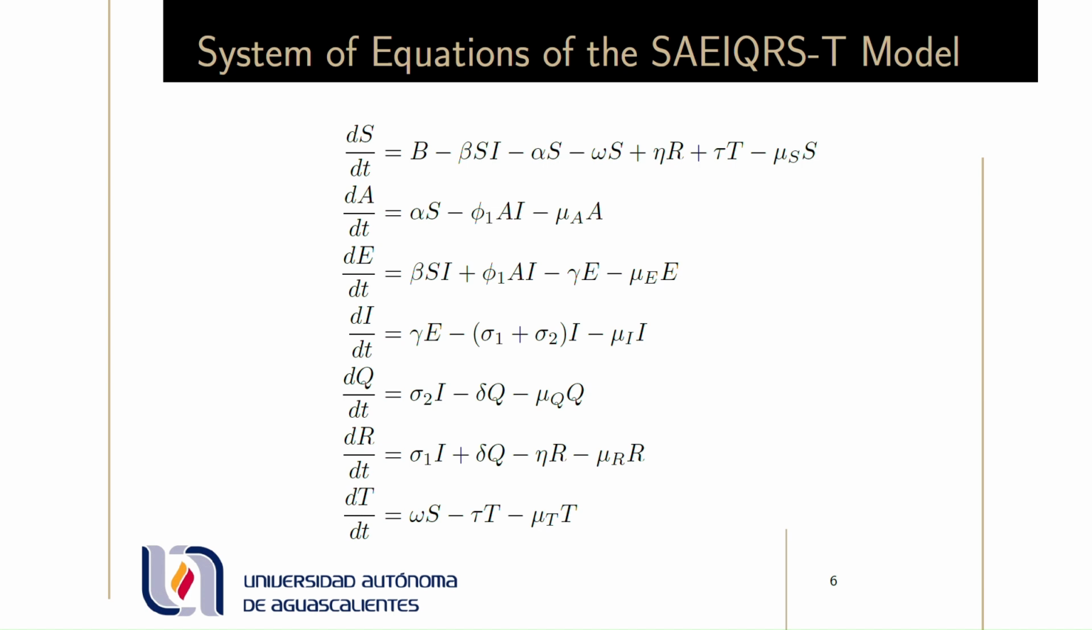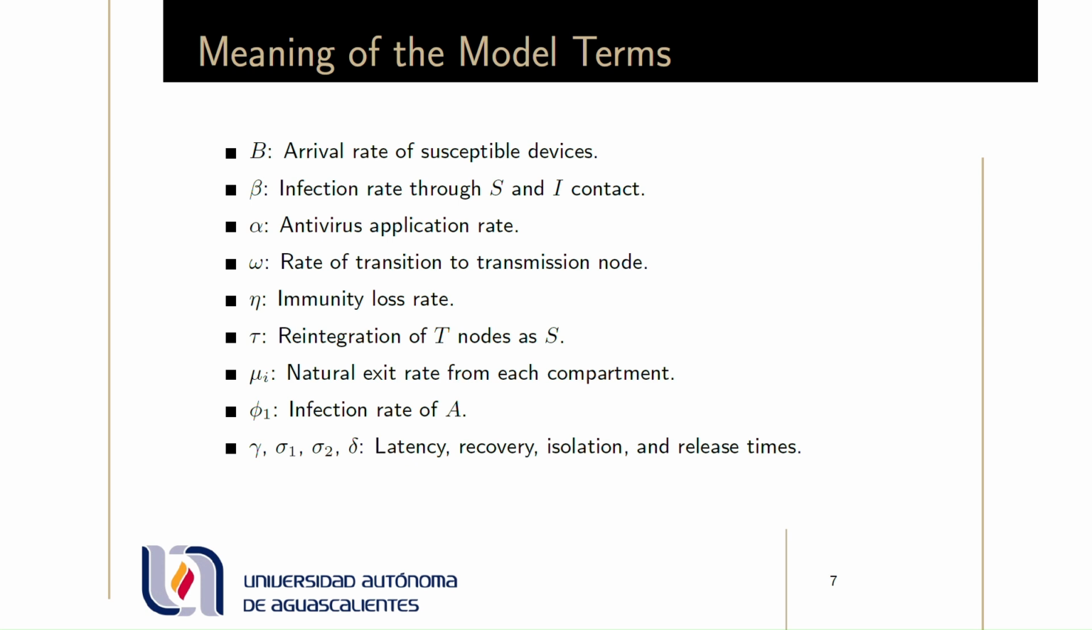Each compartment has a different equation that describes its behavior over time. For example, the equation dS tells us how the number of susceptible devices changes. Here are the meanings of the parameters: B, arrival of new devices; beta, infection rate; alpha, antivirus application rate; omega, rate of transmission nodes; immunity loss rate; reintegration of T to nodes A; natural exit from each compartment; infection rate of A, and others.